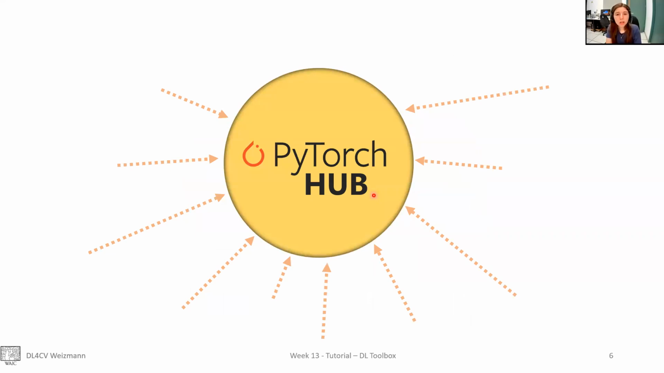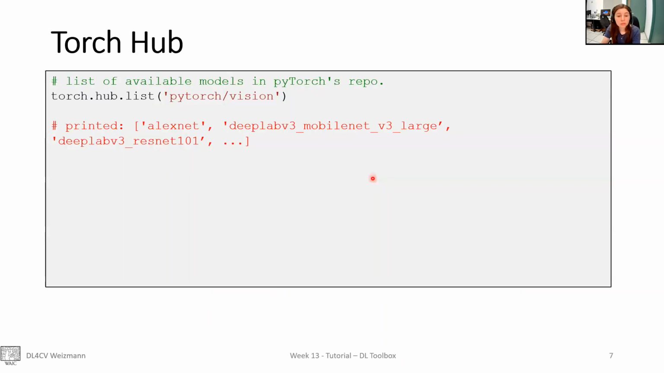PyTorch Hub is essentially a repository on a remote server in the cloud, so to speak, that belongs to PyTorch. In this repository, you can find a plethora of pre-trained models of all sorts of tasks and kinds that could be relevant to some of your projects. So let's take a quick look at how to use them.